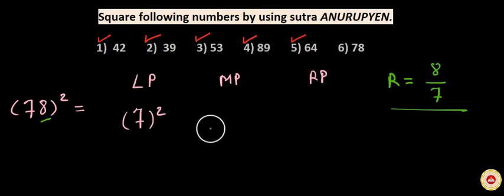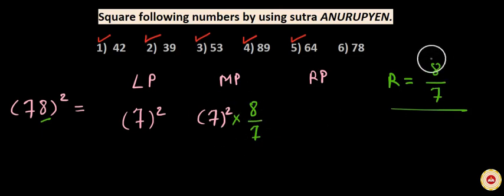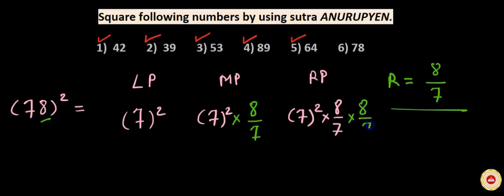What is the middle part? Value of the left part multiplied by this ratio. So 7 square multiplied by this ratio, 8 upon 7. What is the right part? Value of the middle part multiplied by ratio 8 upon 7. What is the value of the middle part? 7 square multiplied by ratio 8 by 7. Now multiply this value of the middle part by ratio 8 by 7.